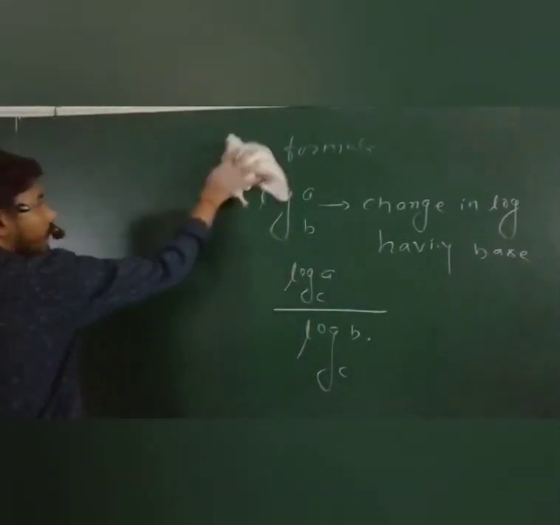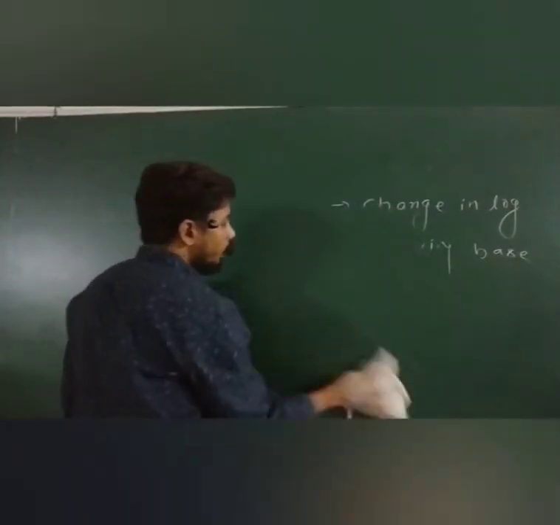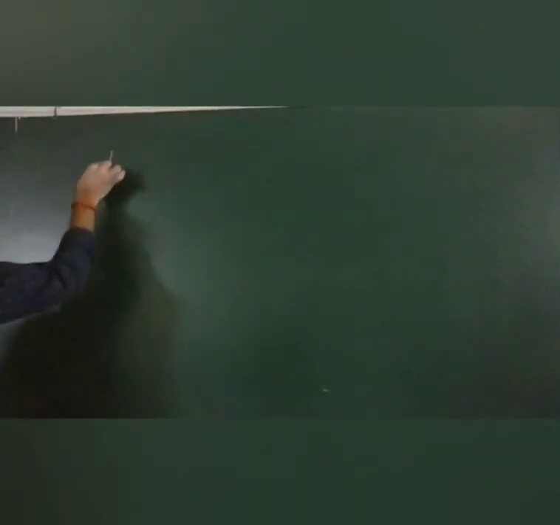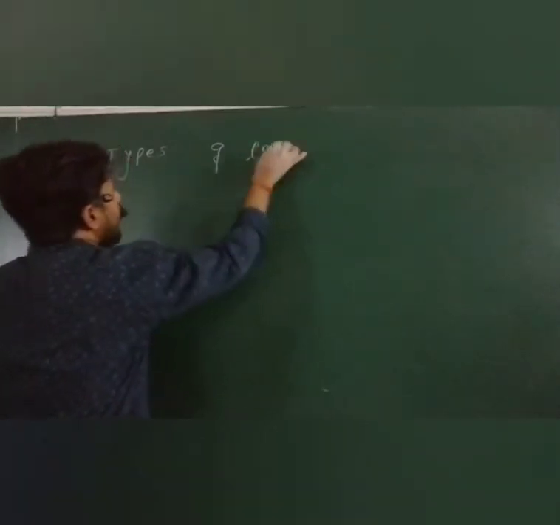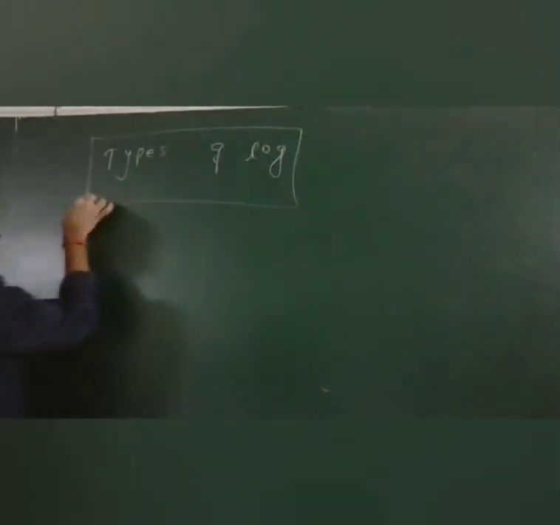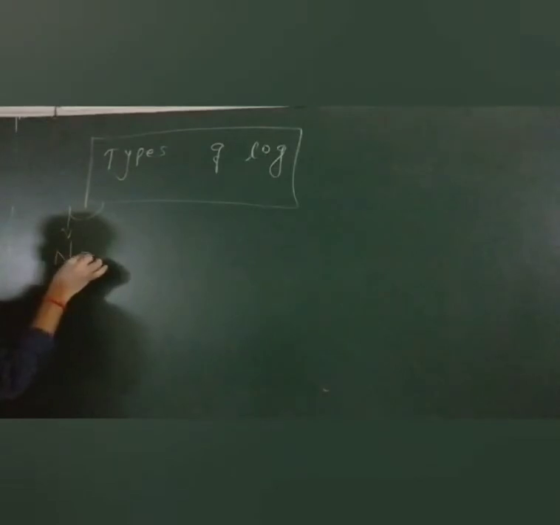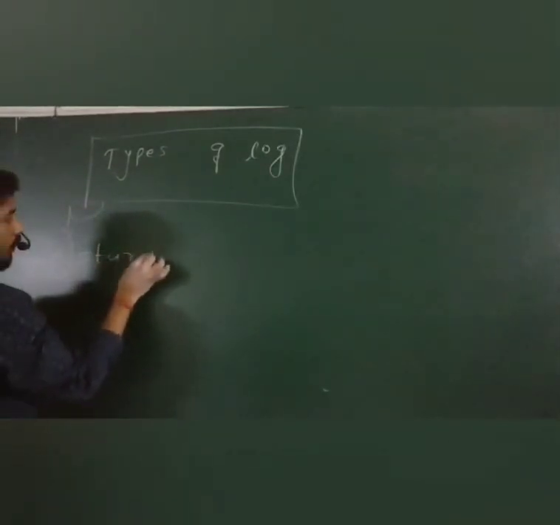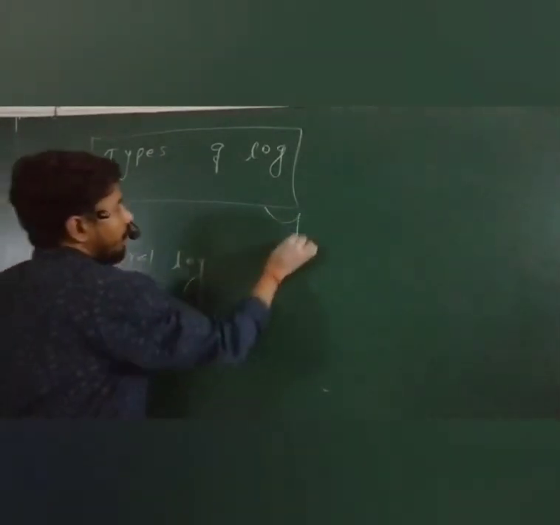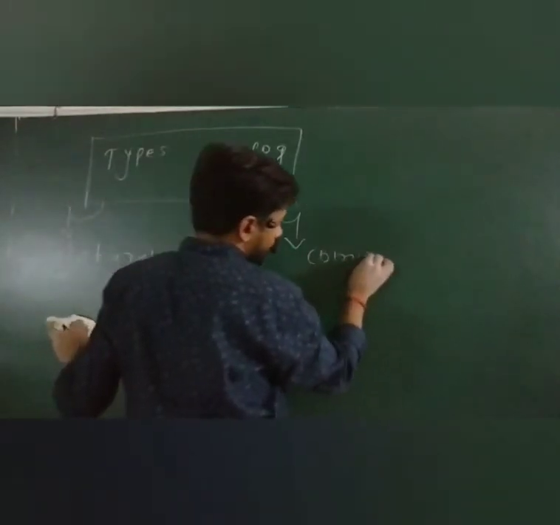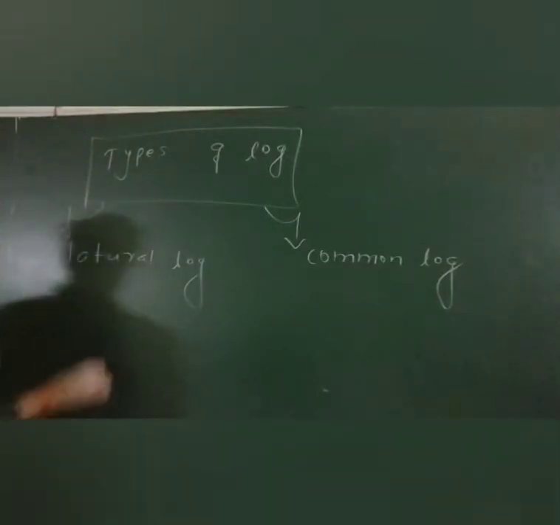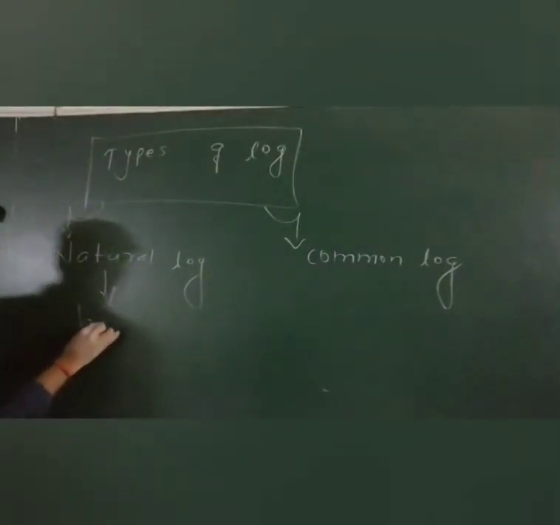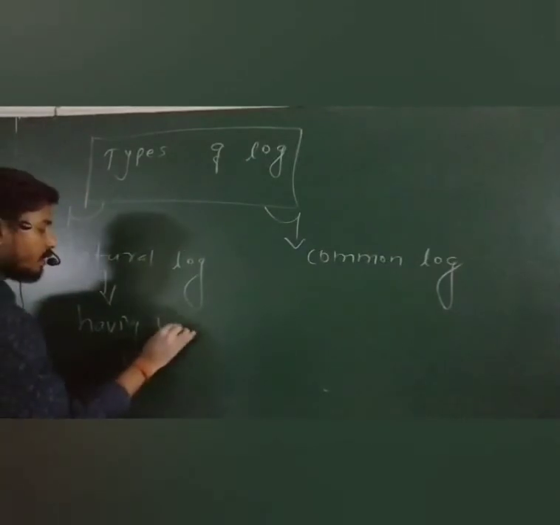Its graph we will study when I teach you the graph of all functions. Then I will teach you the graph of the logarithmic function. See, types of log. So my dear, log is of two types. One is called natural log, and another is called common log. Natural log having base e.